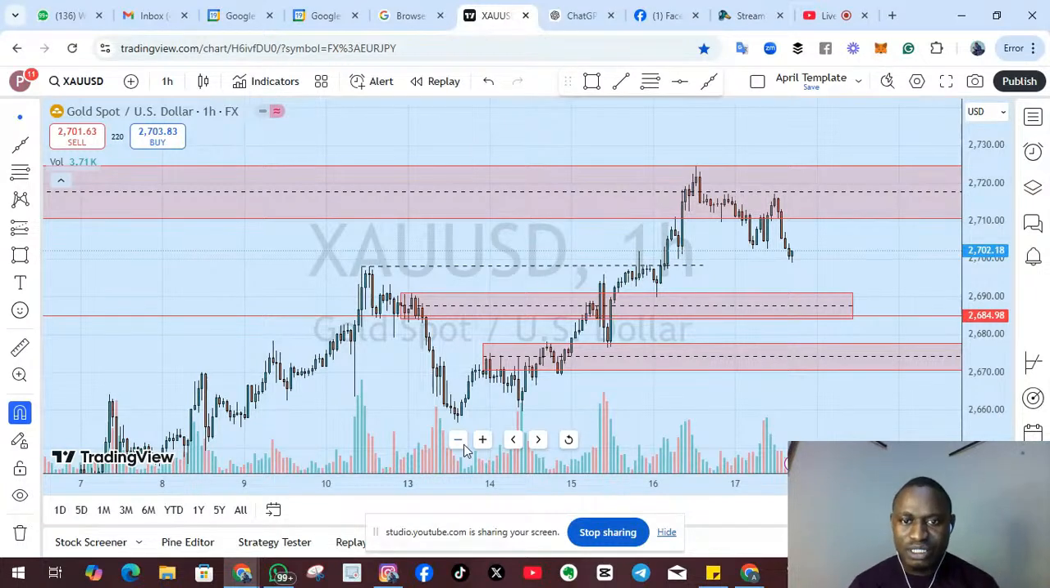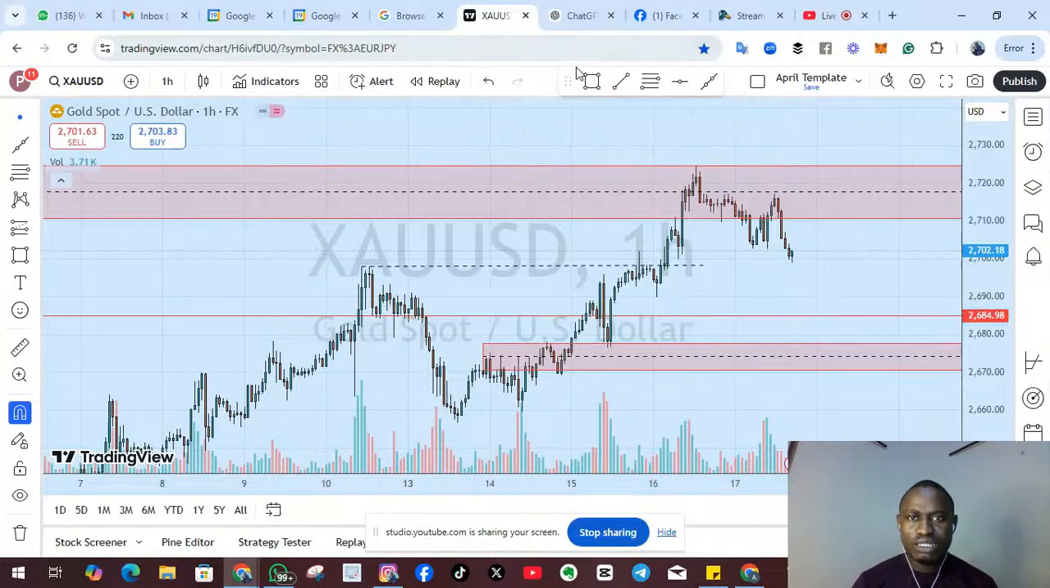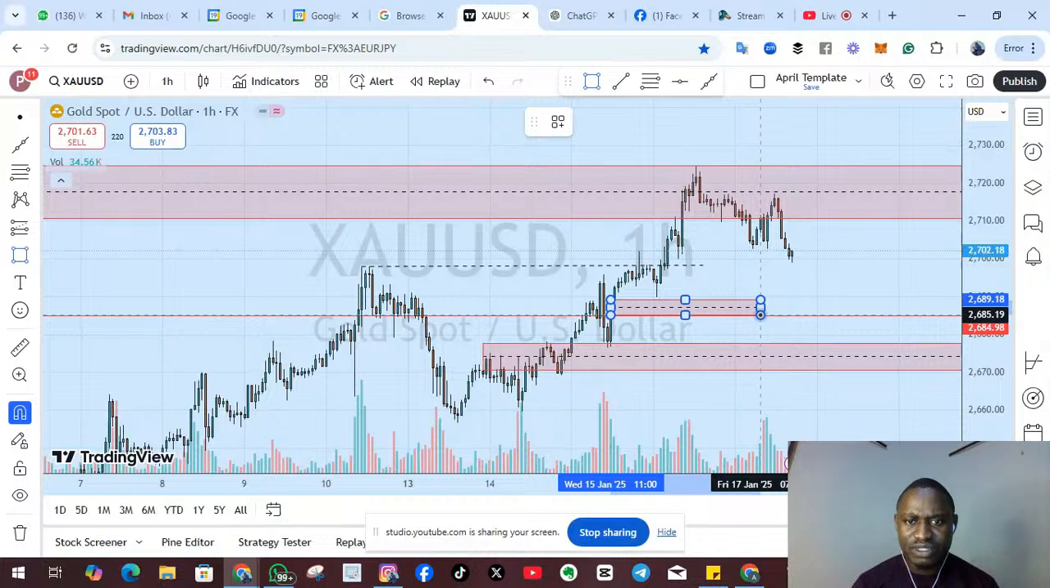Can you see what I'm saying? I can see a fair value gap here, and here. So let me take this out and mark the fair value gap for better visibility.